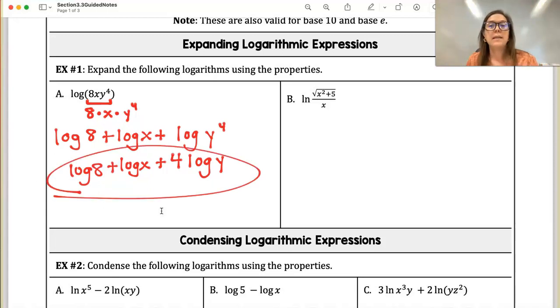Over here in B, we have a division, so I know I'm going to have a subtraction.